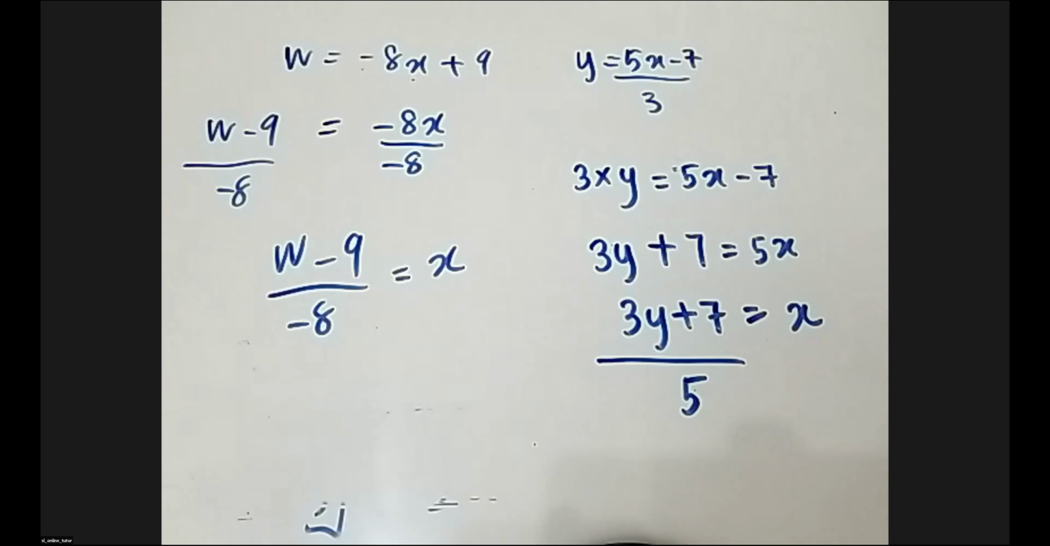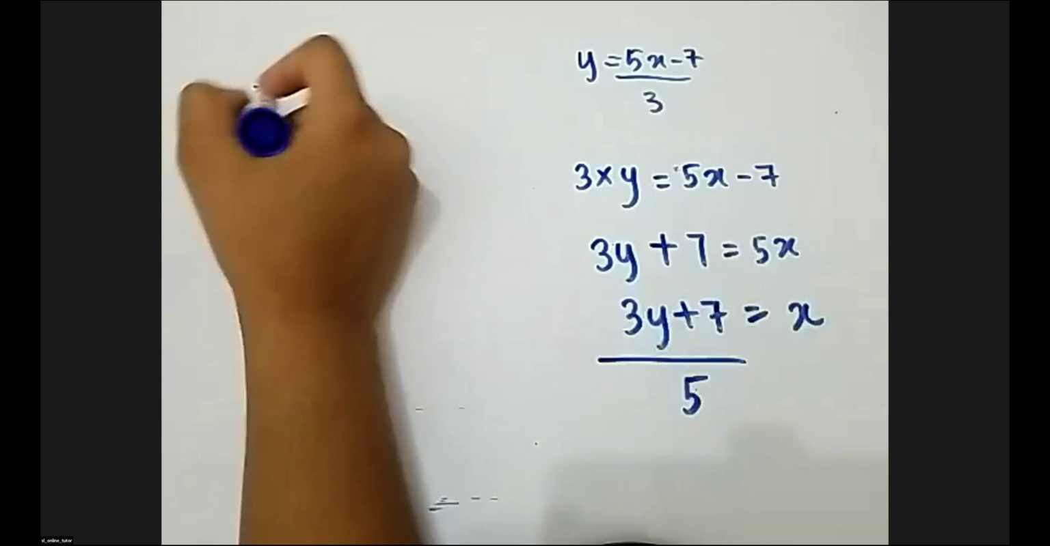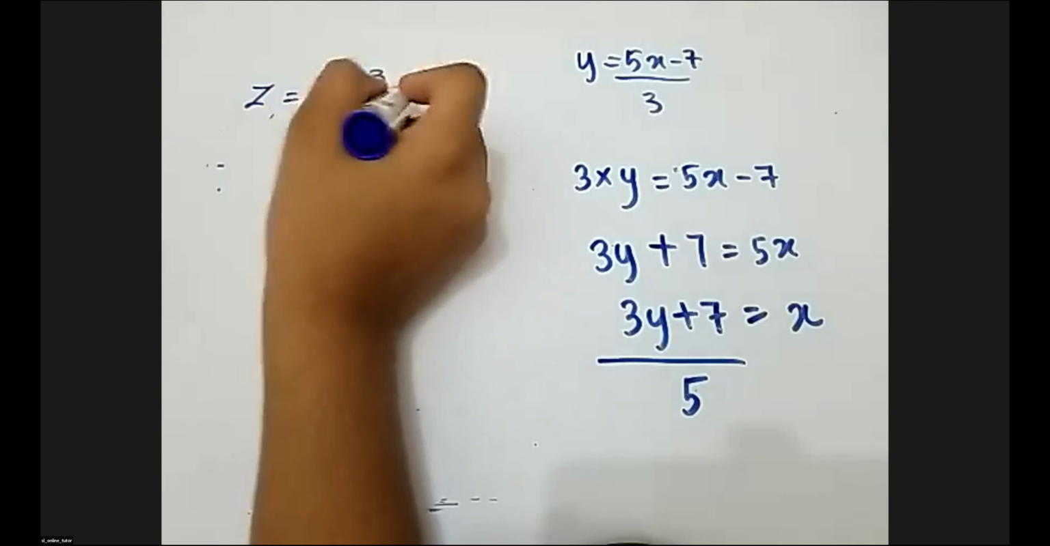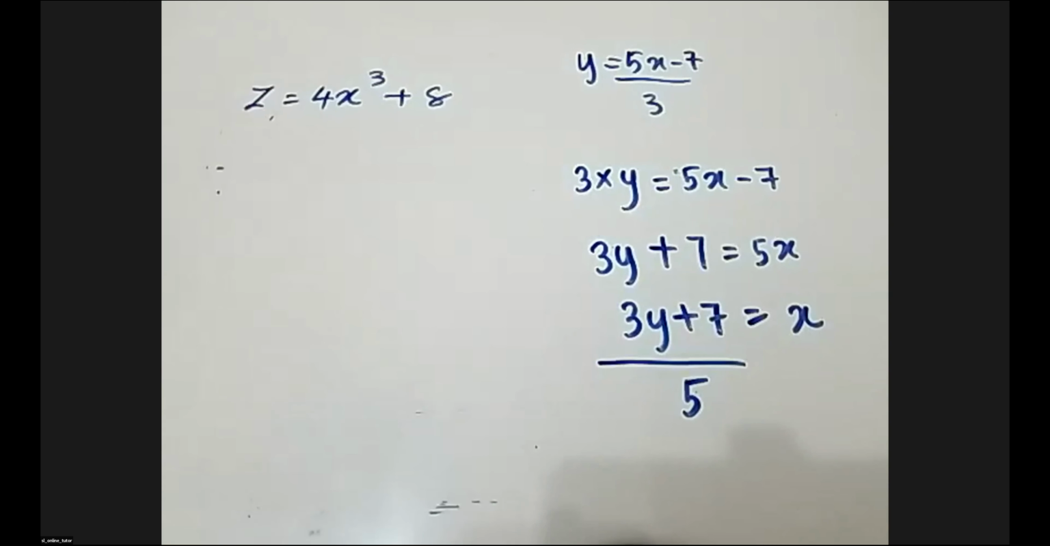Right. Okay. Now the last one. If there are any questions you didn't understand, send me the equation. But I think we have to discuss soon. Time is going. Z equals 4x to the power 3 plus 8. What can we remove first from here? Plus 8. Very good.